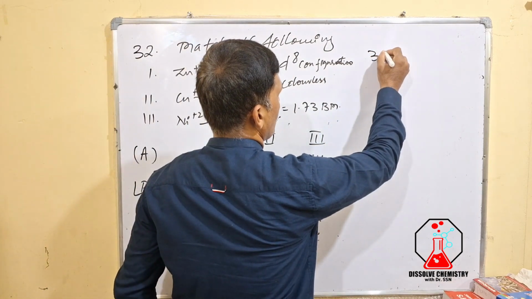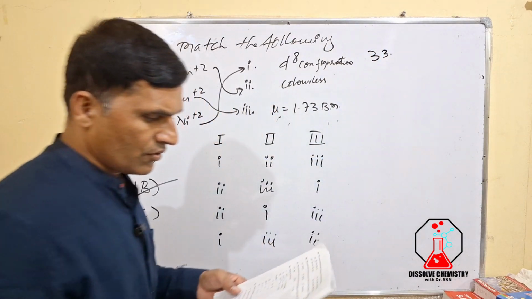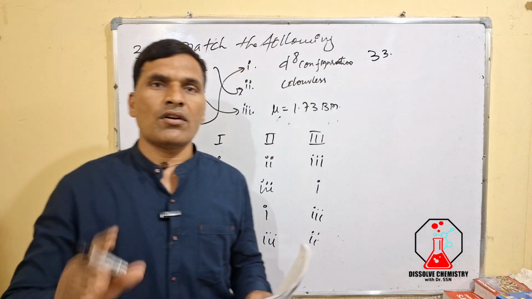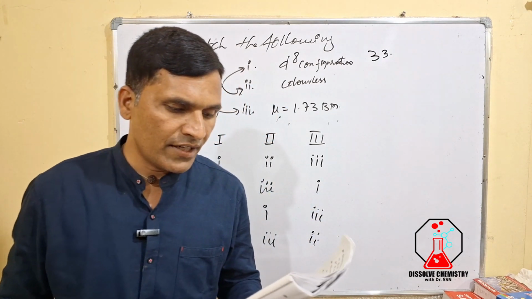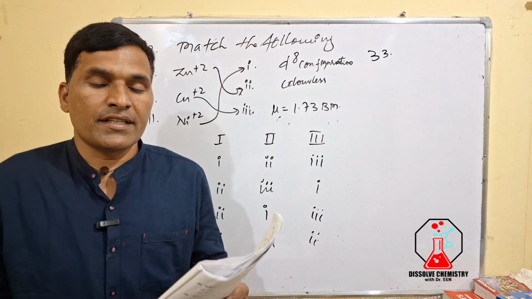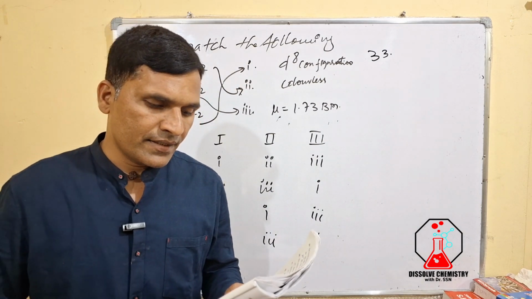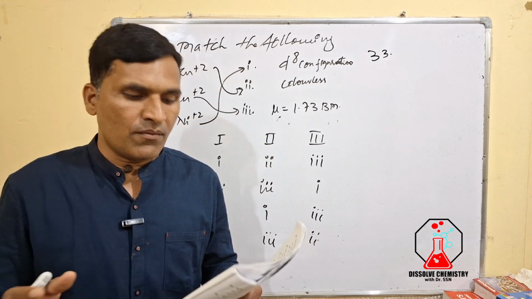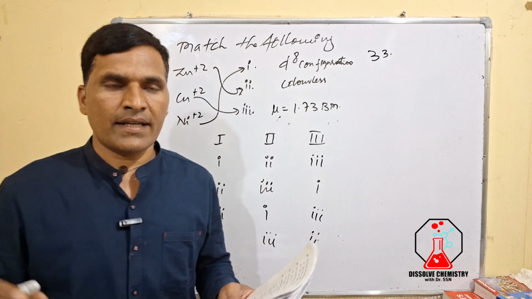The 33rd question is a theoretical question. I will read it out. Which of the following statements related to lanthanoids is incorrect? The first option is lanthanoids are silvery white soft metals. Of course it is correct.